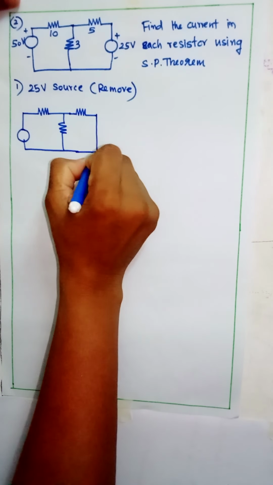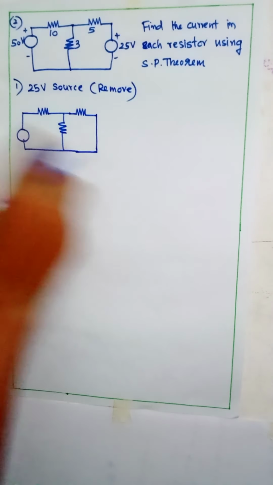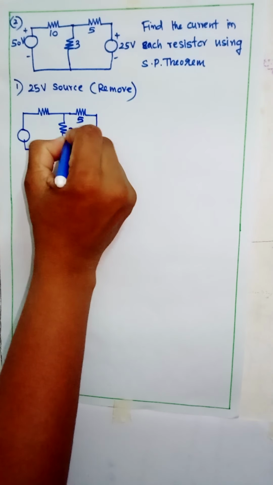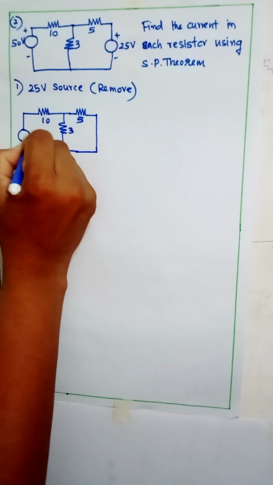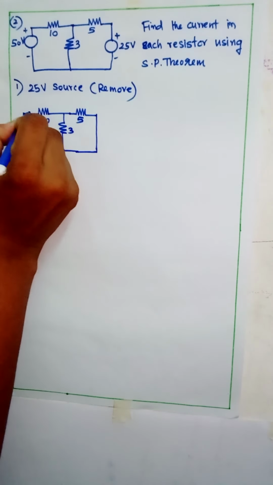Short circuited here because it is a voltage source. If there is a voltage source, we just short circuit the terminals of the source. So this is 5 ohm, 3 ohm, 10 ohm, 50 volt source plus minus. So this is our circuit. Now we have to find the current flowing through 10 ohm resistor, 3 ohm resistor, 5 ohm resistor. If there is only one source, this will be the current direction.